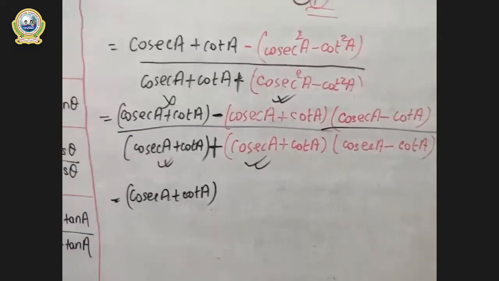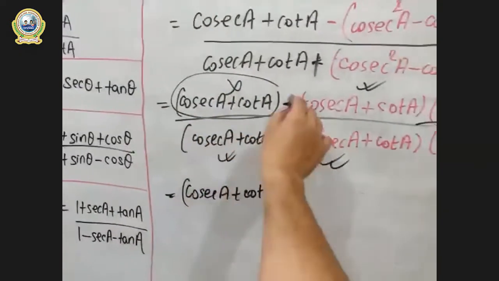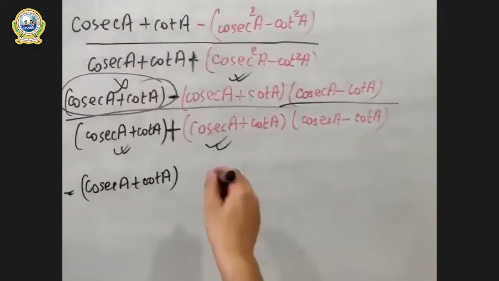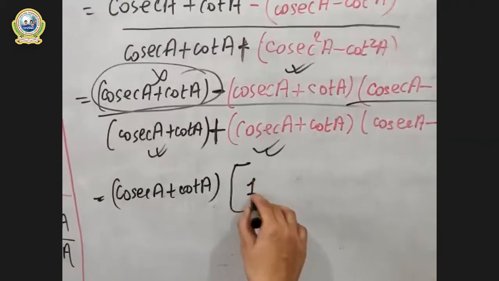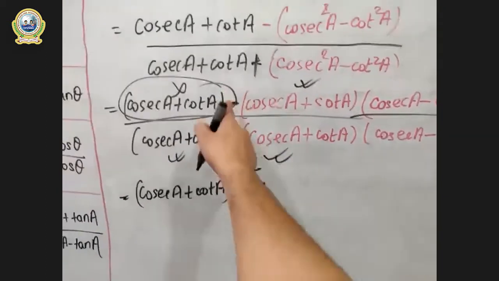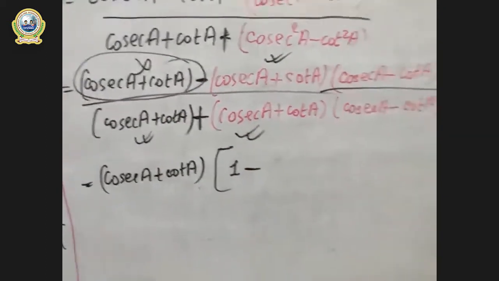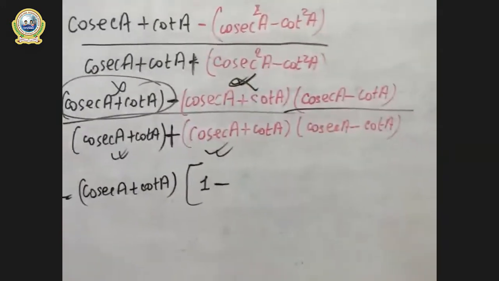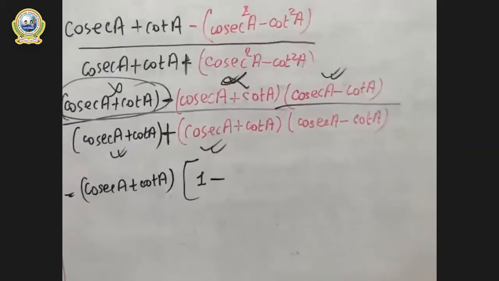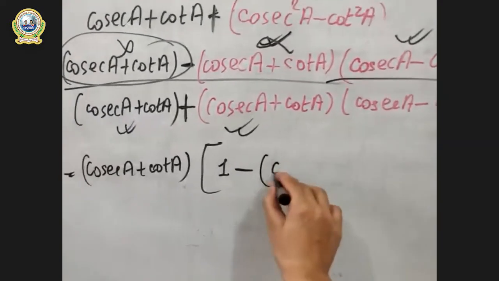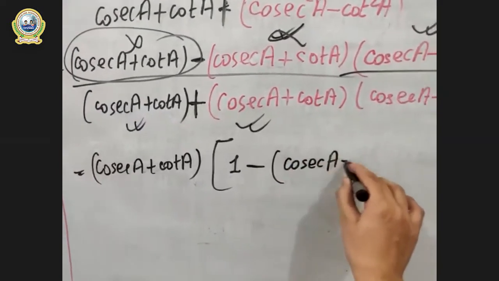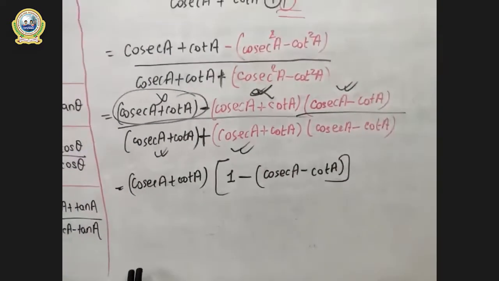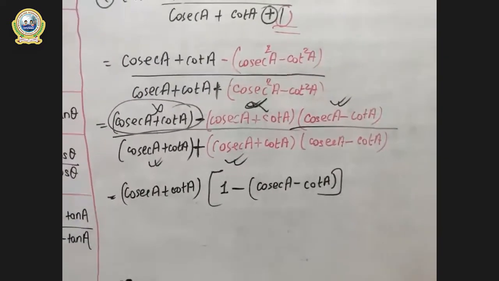Look here. If you take cosec plus cot common from here, what will be left? Only one will be left. So now put a big bracket and use 1 for this, and the minus sign will be written over here. Is this clear? And in red color, this has been taken as common, so only this will be left now. Now use a bracket: cosec A minus cot A. Are you clear? Don't forget to put the bracket, okay?